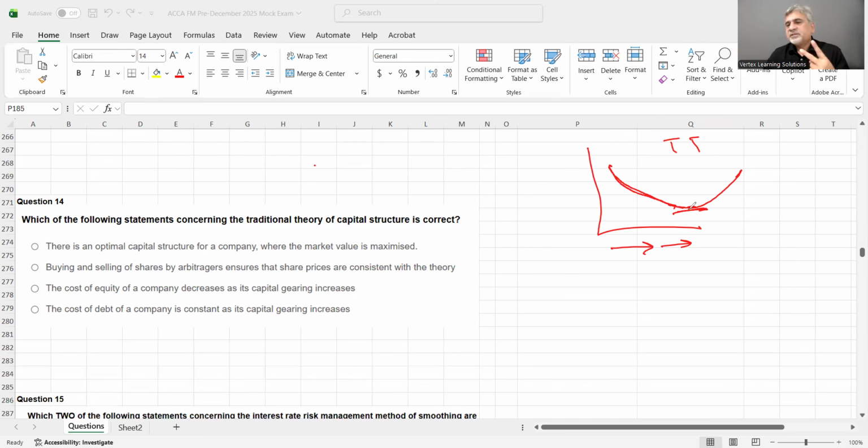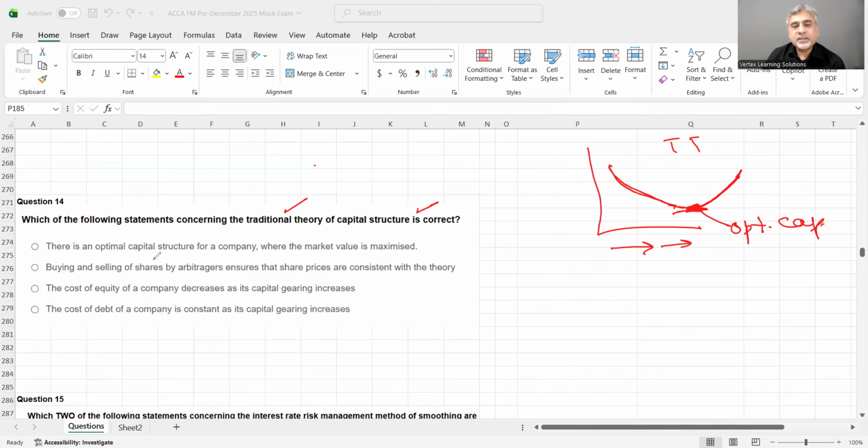Lesson number two: once it comes to the lowest point, after that it goes up, and this is the optimum capital structure, whether 70/30, 60/40, 50/50, whatever it is. This is the capital structure at which the WACC is the lowest and the company value is the maximum. This is what we learned from traditional theory.